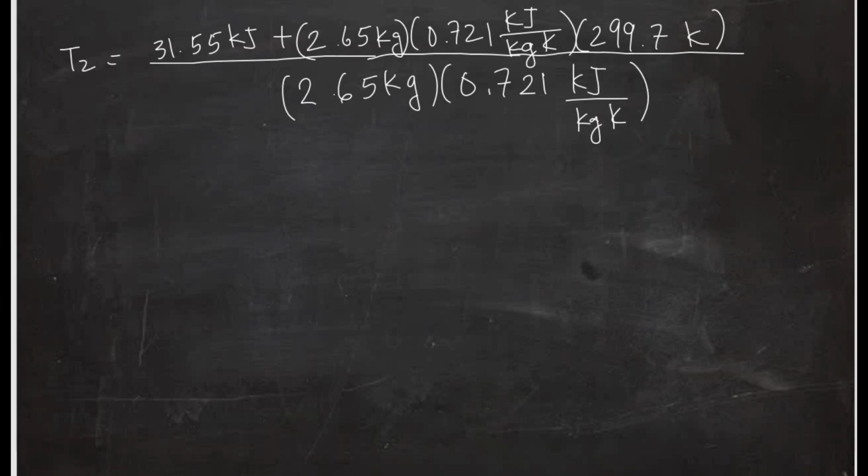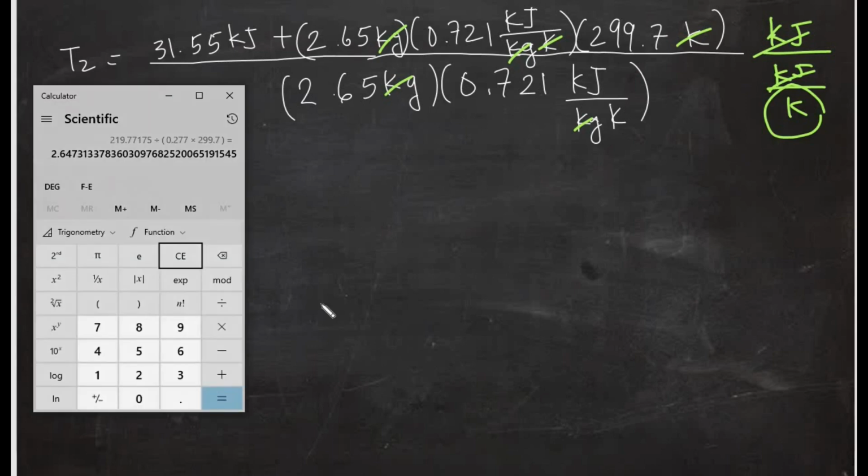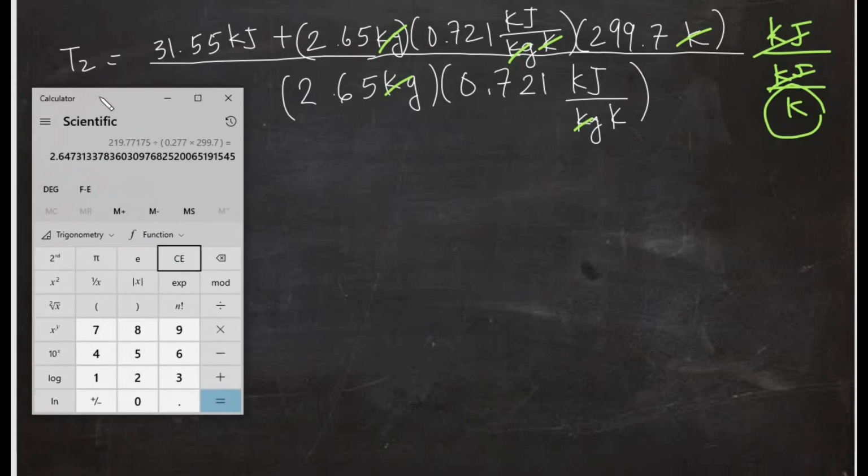So let's check first the cancellation of units. Kilogram cancels out from there. Kelvin will cancel out from there. Kelvin kilogram will also cancel out here. So on the numerator, it's kilojoule. And then on the denominator, we have kilojoule per Kelvin. So kilojoule will cancel out, and the final unit is Kelvin. Okay, so T sub 2 is equal to, let's get our calculators again.